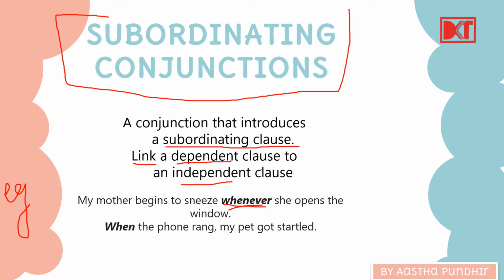Another example. When my phone rang, my pet got startled. So इसमें independent clause क्या है? When the phone rang. जब phone बजा तो my pet got a little scared, got a little startled. So ये dependent, क्योंकि pet का startle होना किस पे dependent था? Phone ring करने पे. Alright? Let's move on.